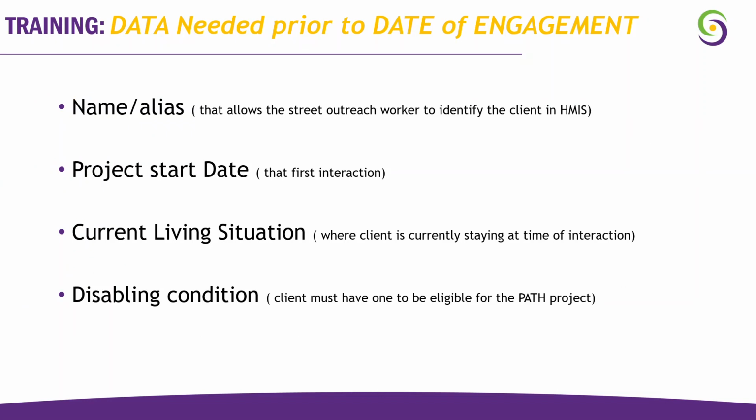There is some data that is needed prior to the date of engagement. This would be the name. It could be an alias if necessary, the project start date, the current living situation. You should always record where you're meeting a client in the PATH workflow, and a disabling condition, and the client must have one to be eligible for the PATH project for the initial workflow. If it turns out later the client doesn't have a disabling condition or doesn't meet the criteria of having a mental health disorder, they would then be exited from the PATH program.